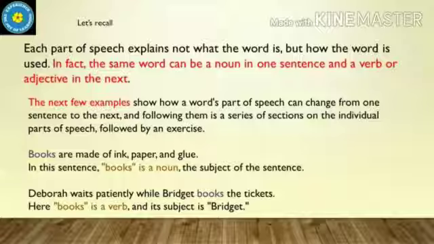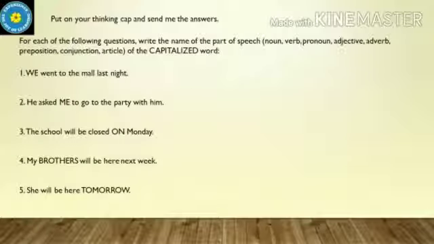But in the second sentence, when I say Bridget books a ticket, the word books here doesn't mean the plural form of a noun. It acts as a verb. Booking a ticket, a cinema ticket, something like that. So always have in mind that a word can have multiple functions. Here the word book functions as a noun and a verb.